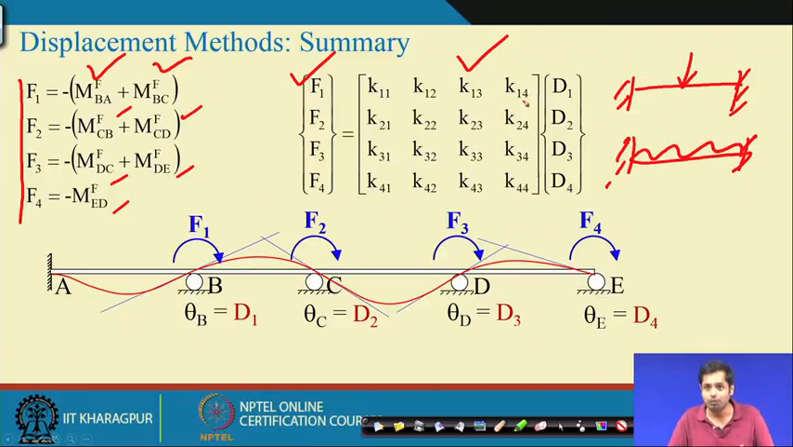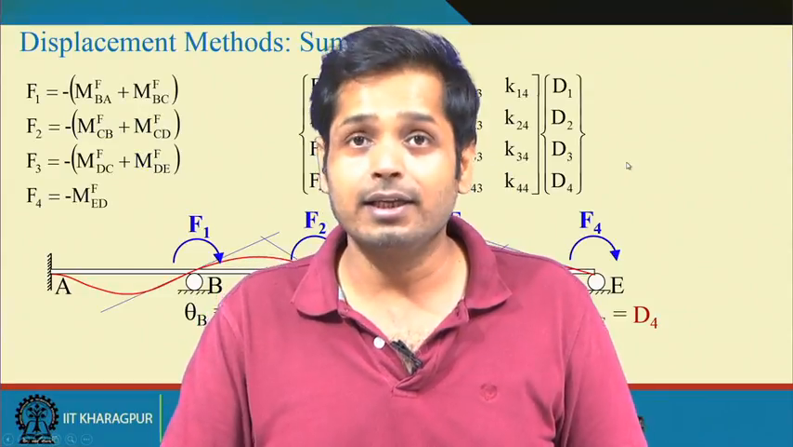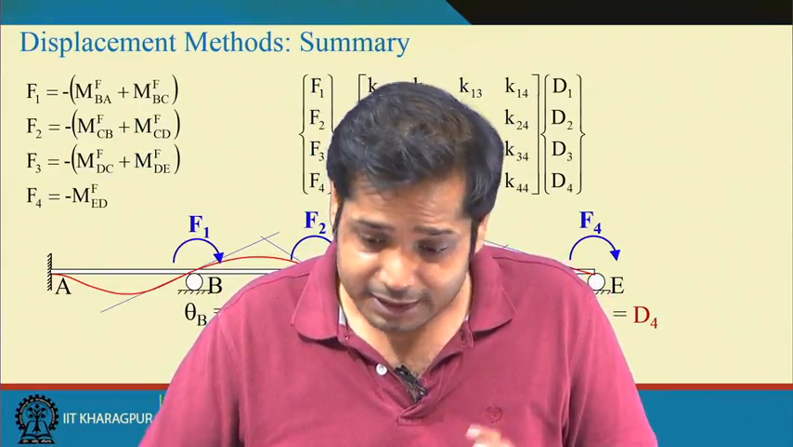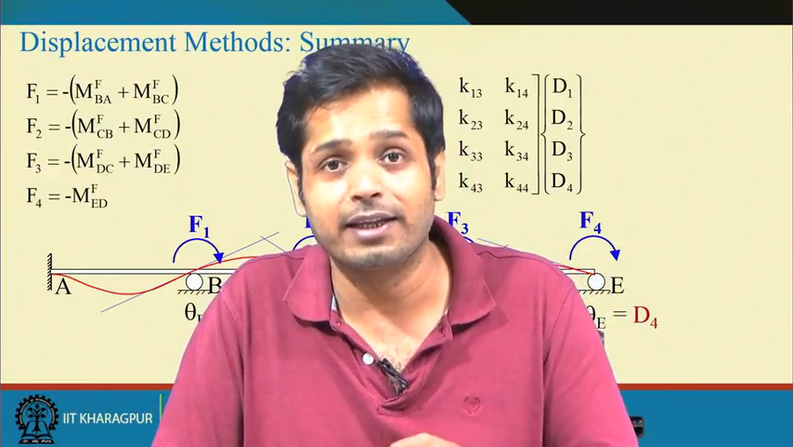So, we have a set of linear equations, and if we solve these linear equations, we can solve for D1, D2, D3, D4. Once you have D1, D2, D3, D4, then like in the force method, where once we had solved for the redundant forces, we used that information to solve the rest of the structure, here a similar thing we can do. Once we have the deformation, the rest of the things we can easily compute.